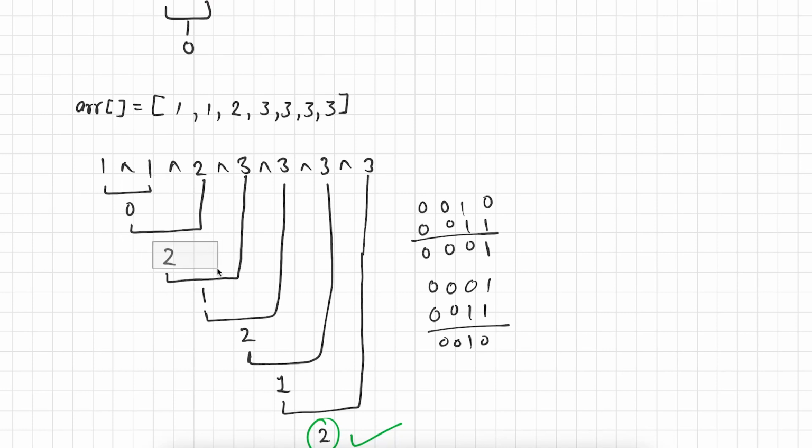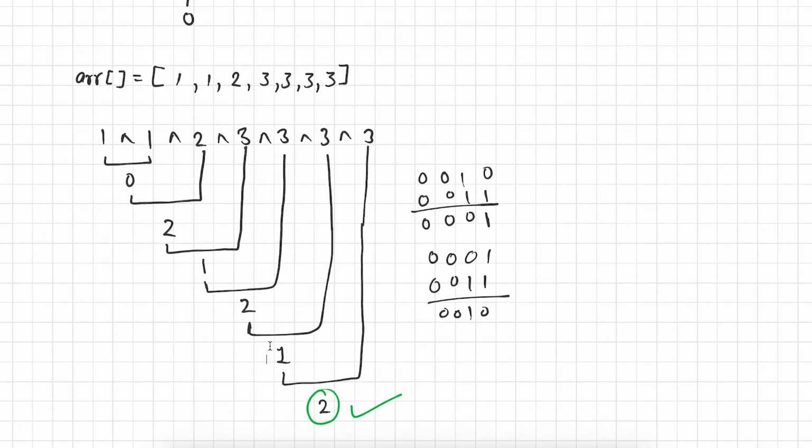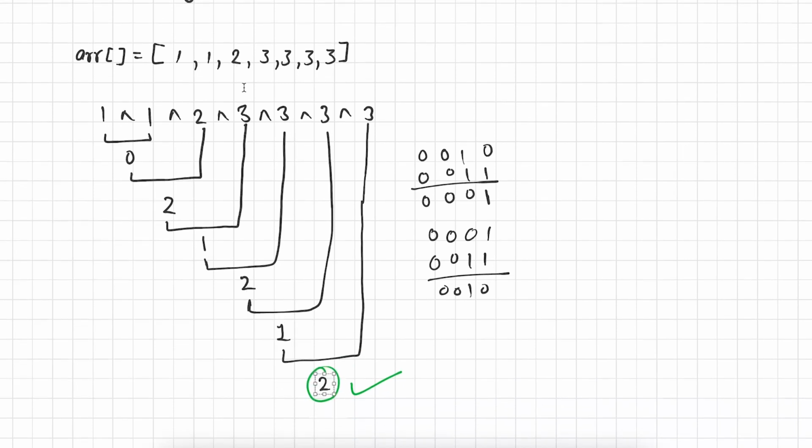Now next we do 2 XOR 3 and it simply returns 1. Okay. Next we do 1 XOR 3, then it returns 2. If we do 2 XOR 3, it returns 1, and if we do 1 XOR 3, it simply returns 2. So the result comes out to be 2, and 2 is the odd occurrence in this array. So this is how XOR helps us to solve this problem.